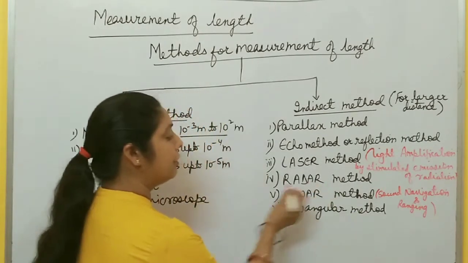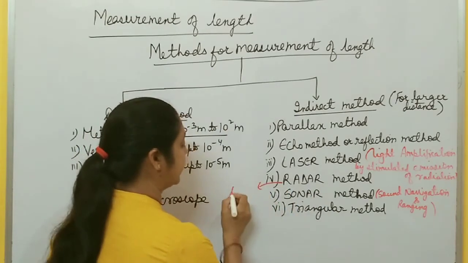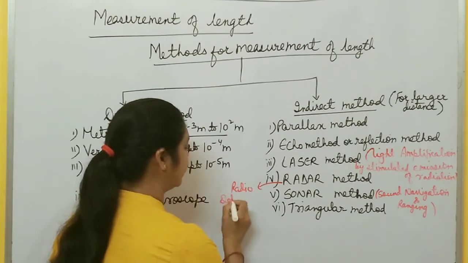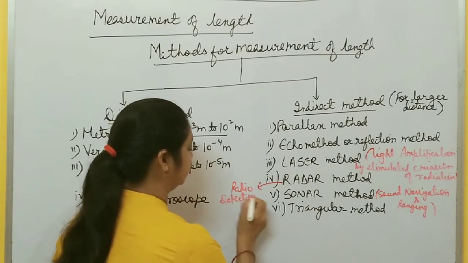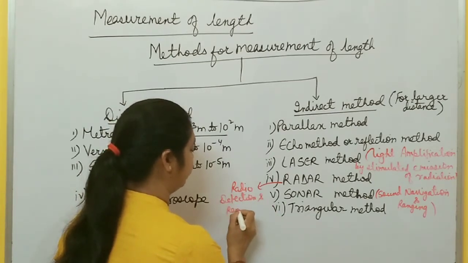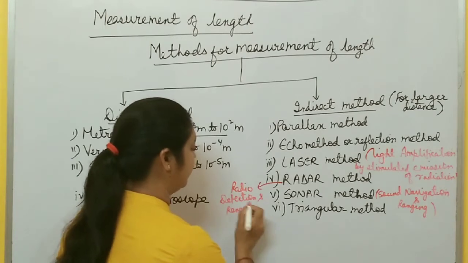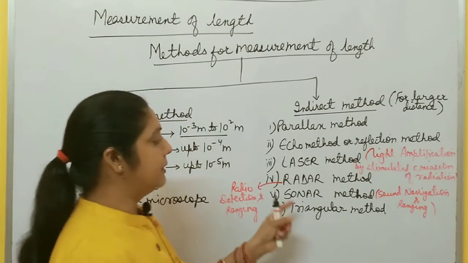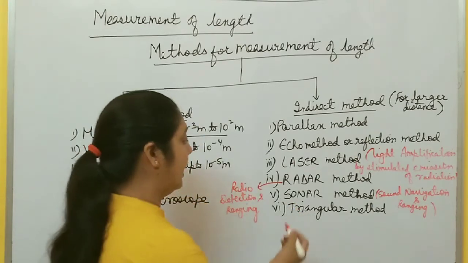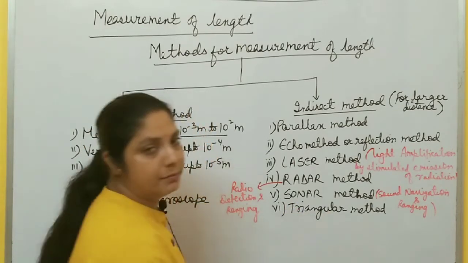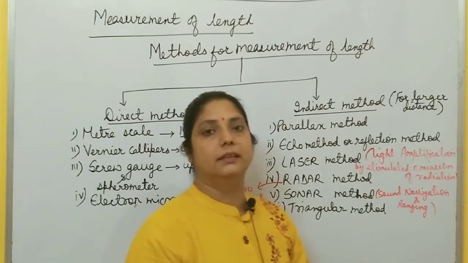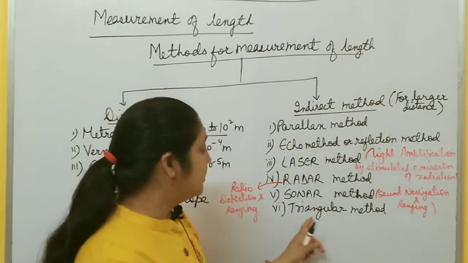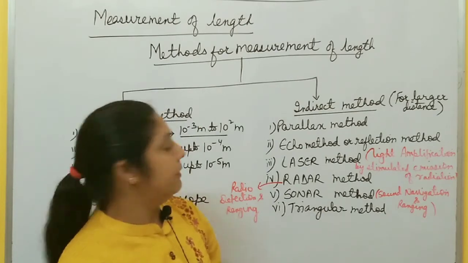And what is the full form of radar? Radio detection and ranging. Here radio waves are sent to measure larger distances. And then next one is triangular method to determine the height of a tree or height of a pole. You have to use triangular method, and here trigonometry is applied.